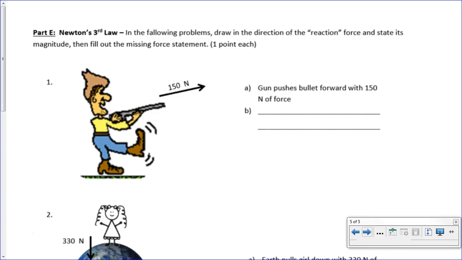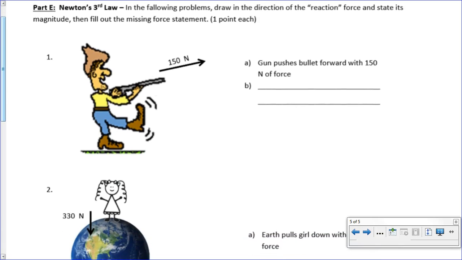Okay, this last page here is just some stuff on Newton's third law. It's kind of silly, this first part, but it's just kind of thinking about what Newton's third law means. And so this first one, it says, draw the direction of the reaction force and state its magnitude, then fill out the missing force statement.